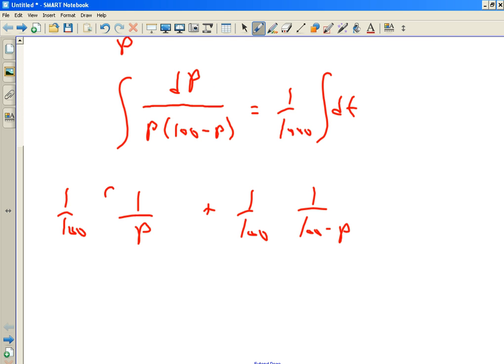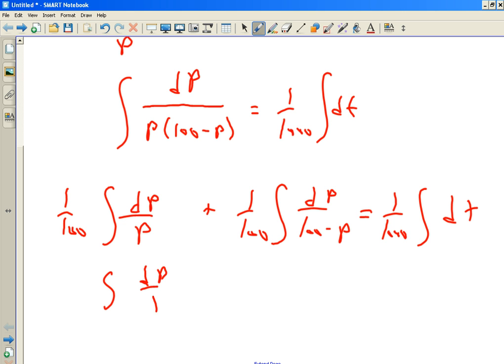Now let's put the integrals back in. Now you can integrate. One thing though, I'd rather get rid of these hundreds. Can I get rid of them somehow? Yeah, multiply it through by 100 and you get a tenth here, don't you? That makes life a little easier. So the integral of dp over p plus the integral of dp over 100 minus p is equal to 1/10 the integral of dt. There you go.